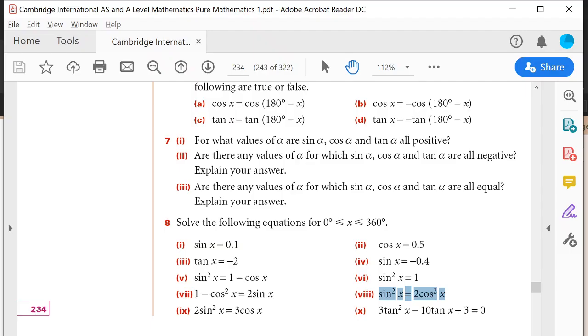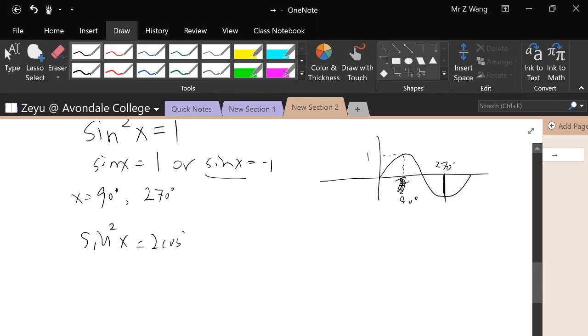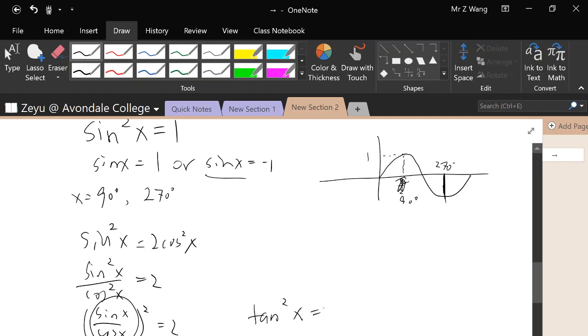Sine square x equals to 2 cos square x. If you divide both sides by cos square x, it becomes sine square x over cos square x equals 2. You see, this is sine x over cos x squared equals 2. And this, we realize, is tangent x. So tangent square x equals 2. Tangent x equals positive or negative root 2. All right? Using the calculator, we know tangent x equal to root 2, tangent x equal to negative root 2.